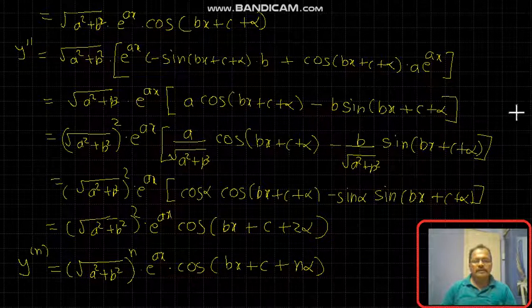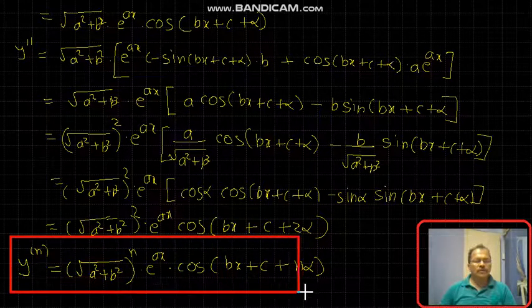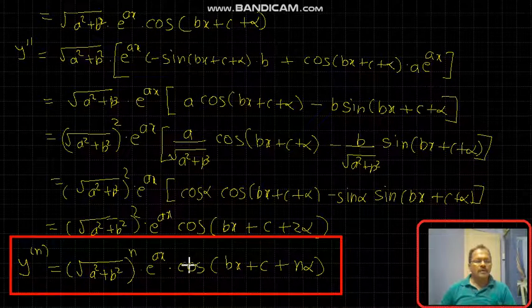Continuing in this way, we get the nth order derivative as under root a square plus b square raised to n. For second derivative it is bracket square, e raised to ax as it is. For second derivative the last term is cos(bx plus c plus 2 alpha). So for nth derivative it is cos(bx plus c plus n alpha). This is your nth order derivative for e raised to ax into cos(bx plus c).